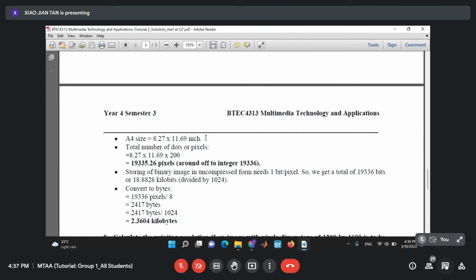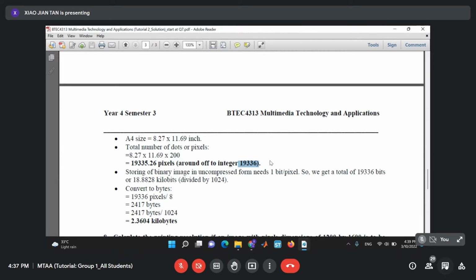But of course, if you want to convert to cm and mm, then you can convert it using the suitable conversion value. So the total number of dots will be 8.27, which is this one, multiplied by this one and multiplied by 200. So you will get something like this, and you round off to the integer. That's all. Okay.